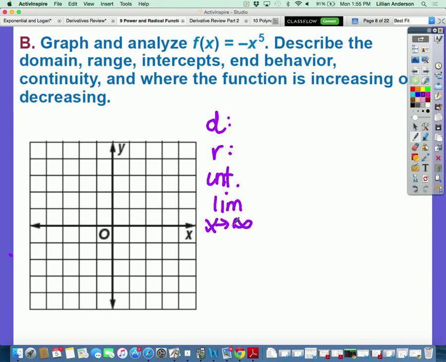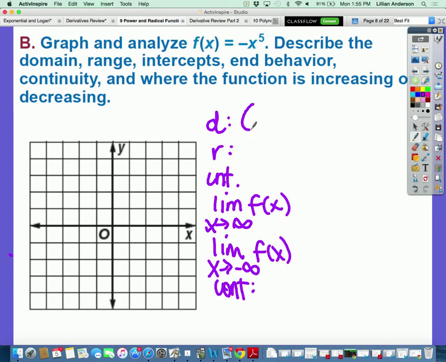And Bradley, give me one piece of information. Doesn't matter which piece, give me any piece of information that's going to answer any of these questions. The domain, okay? Negative infinity, infinity. Would you guys agree? Yeah. Very good.